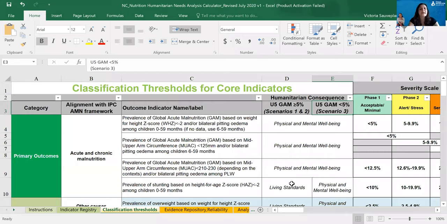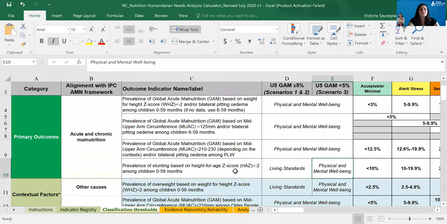But we also have living standards. For here, one example is stunting. If we're in a scenario one or two, this would fall into living standards in our analysis. However, if we're in scenario three, we would put this in physical and mental well-being. So some slight differences. Predominantly, it's mainly just stunting and overweight that have these differences, so it's not the whole list.